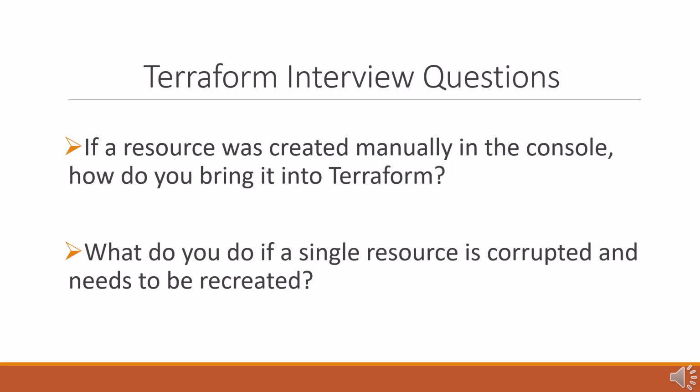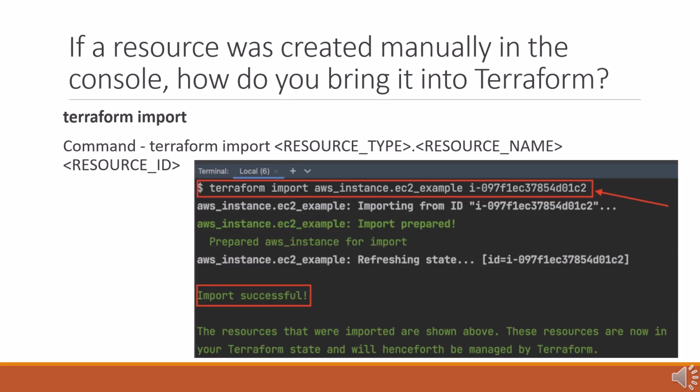Now we are talking about the messy reality of DevOps. Not everything goes according to plan. Sometimes the infrastructure is already there or a specific resource is behaving badly. So the next question is, if a resource was created manually in the Cloud Console, how do you bring it under Terraform management? And second part, what do you do if a single resource is corrupted and needs to be recreated? For the first part, the answer is Terraform import.